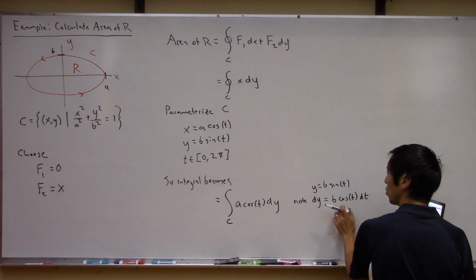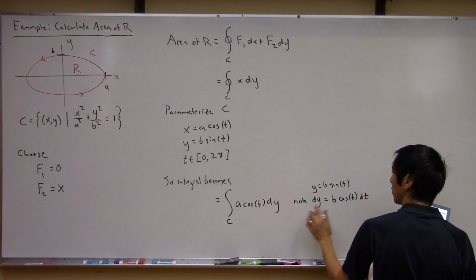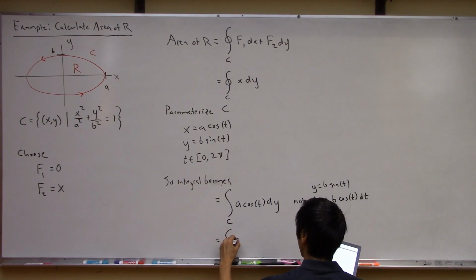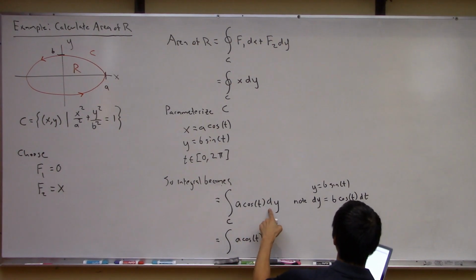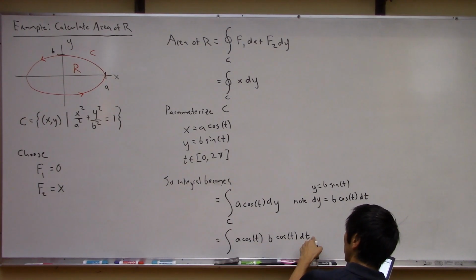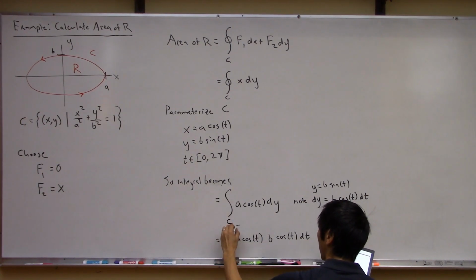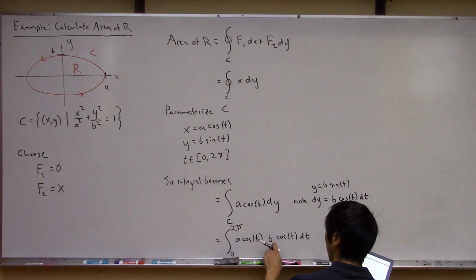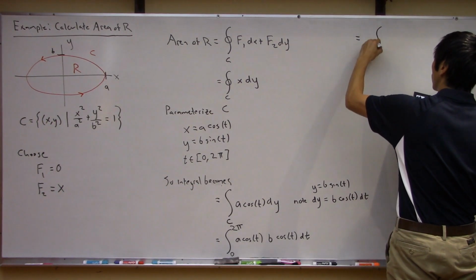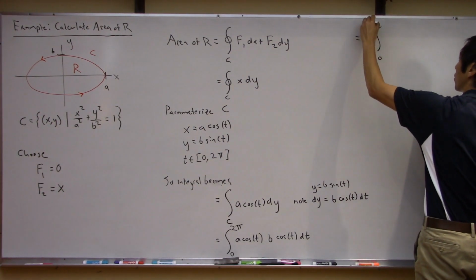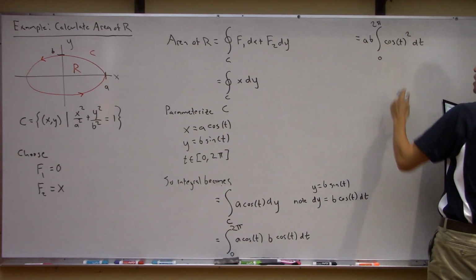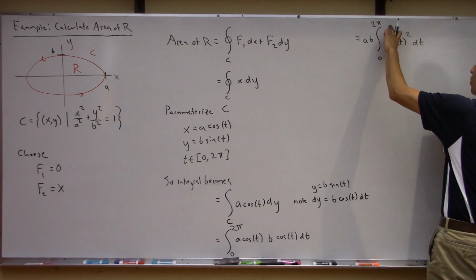So great, let's substitute this in for dy so we can change the limits of integration from dy to dt. So this now becomes basically integral of a cosine of t, and then I have to substitute all this in. It's b cosine of t dt, and now my limits of integration are from 0 to 2 pi, right? So at this point, I think you can basically pull a and b out, so we end up with AB times the integral from 0 to 2 pi of nothing more than just cosine of t squared dt, okay?